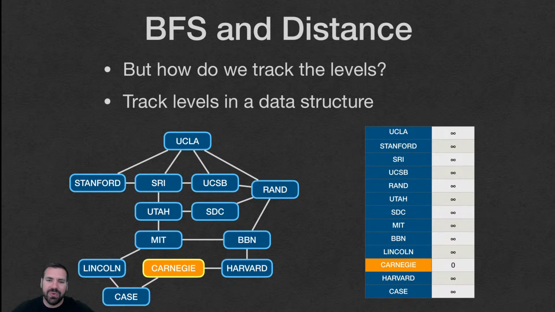So we're going to need a new way to track that same idea, that same concept of exploring an edge is going to advance you to the next level or the next distance number. So let's just track those levels or the distances from the starting node to any other node in the graph in a data structure. Which sure looks like a map to me.